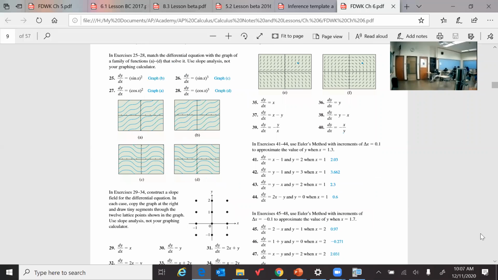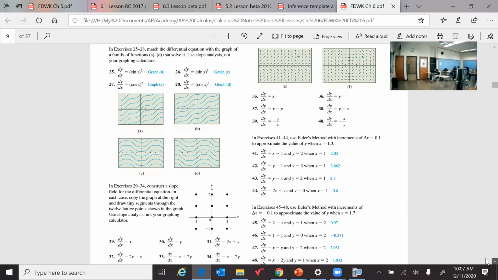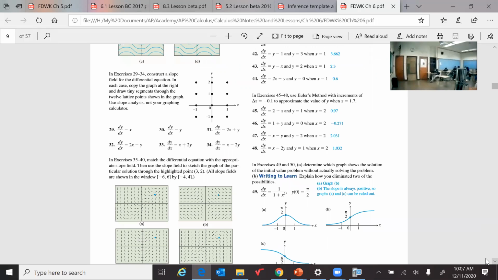They gave you this grid. But we're going to do problem 31. You have this grid here. And for 31, they want you to draw the slope field. Like I said, this is where people get carried away, because it's not difficult, and they go overboard on their explanation.